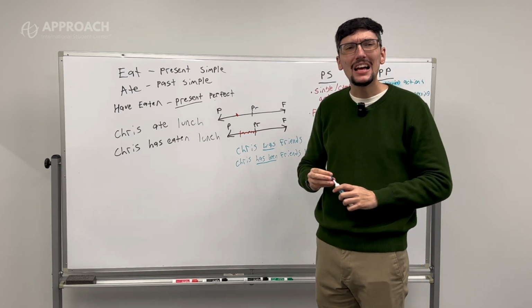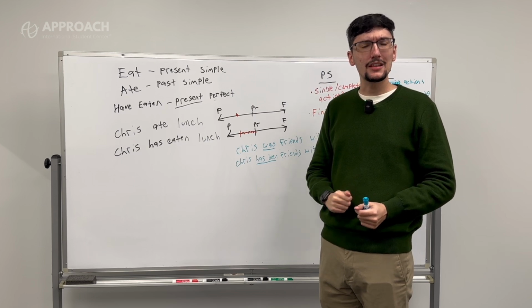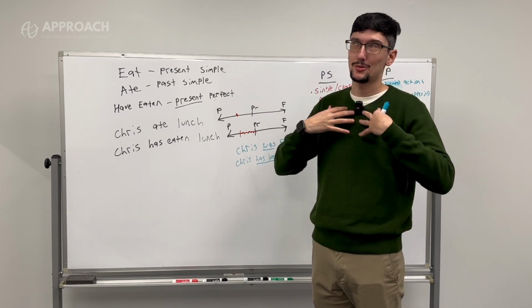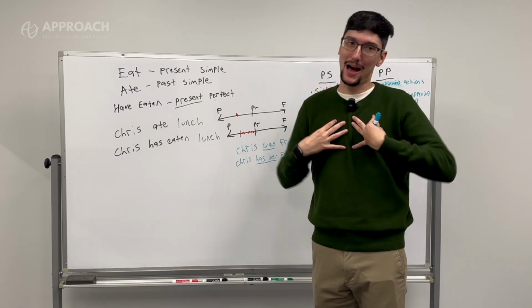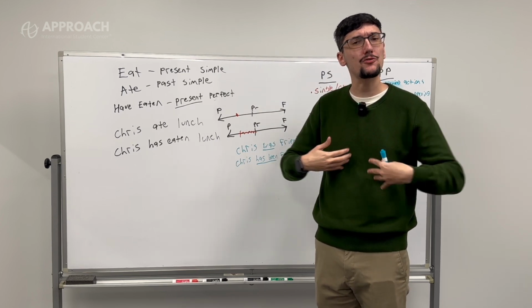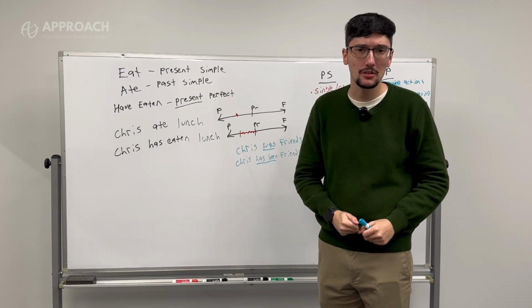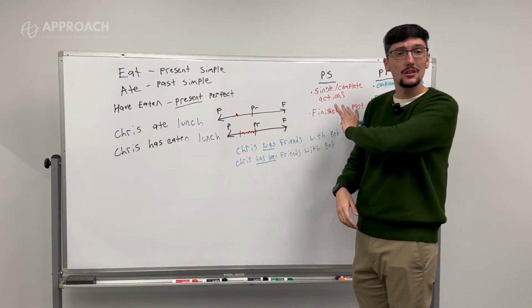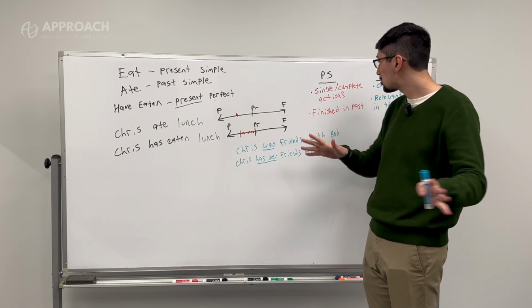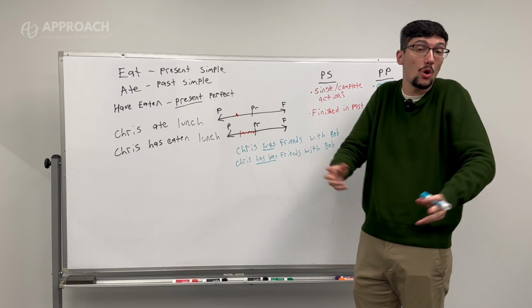Let me ask you, is Chris still friends with Bob? Or because it's me, we could say my friendship, me and Bob's friendship, am I still friends with Bob? Is our friendship still existing or relevant in the present? In this sentence, no, it's finished. It is a complete action. It finished in the past. It's over.